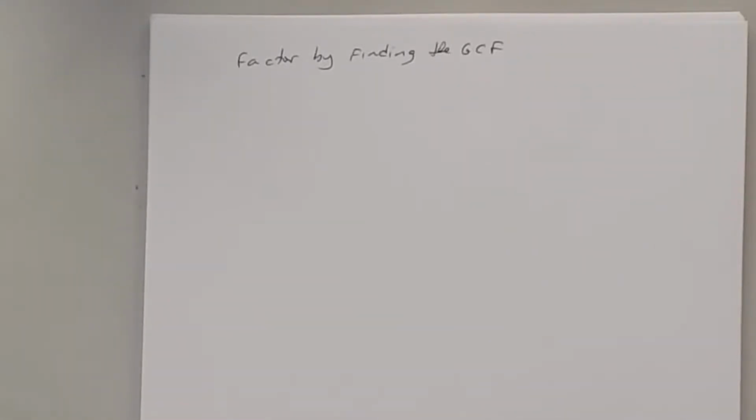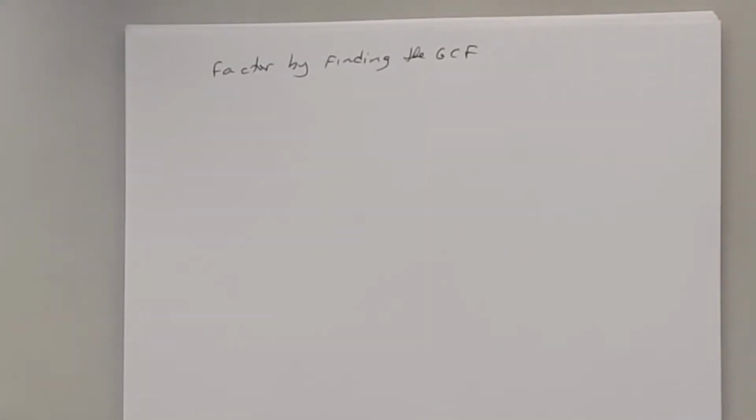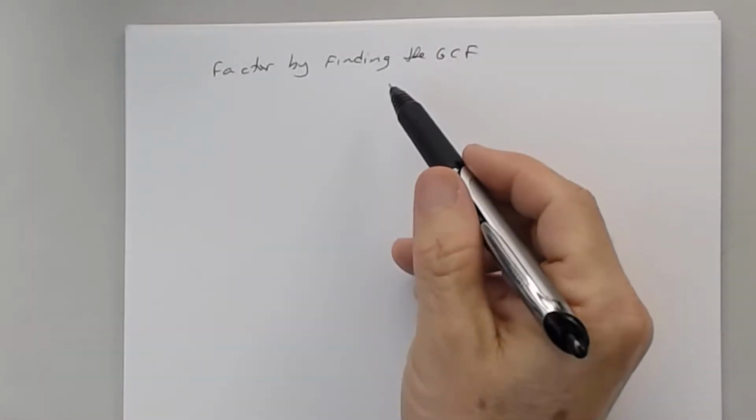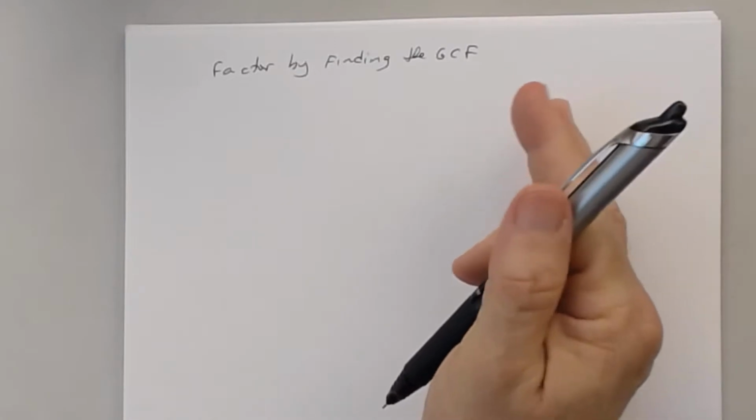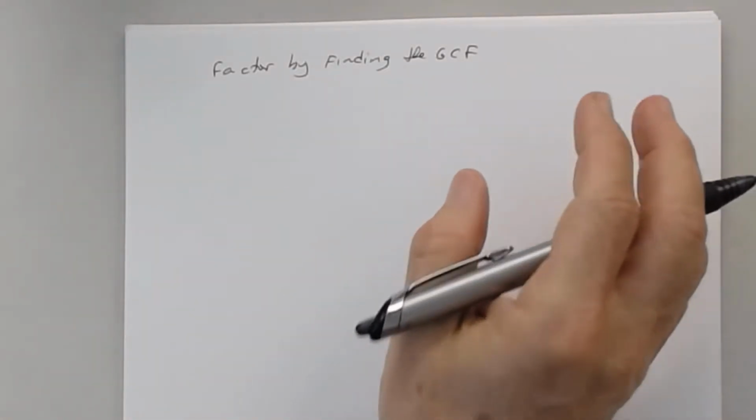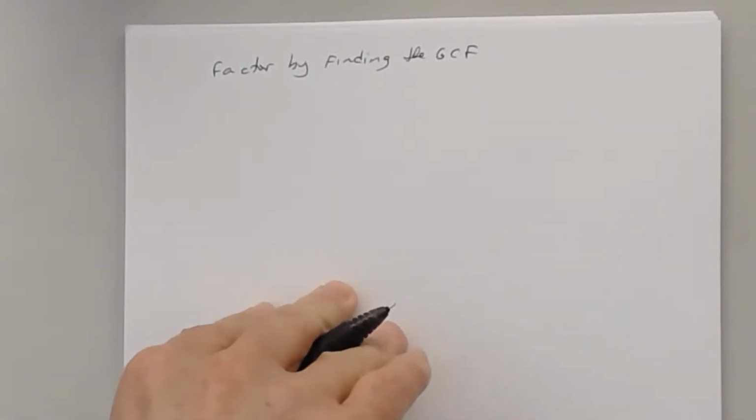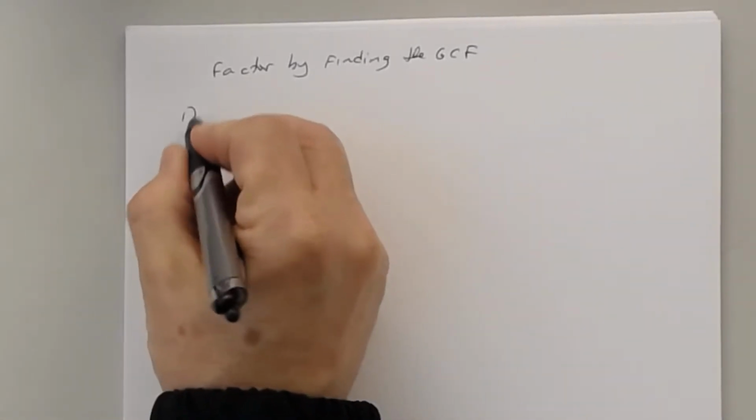Okay, so the first part is going to talk about factoring each of the following, but it's going to be by finding the GCF first. So basically, the first part is you're going to factor by using the GCF. Okay, so let's go number one.